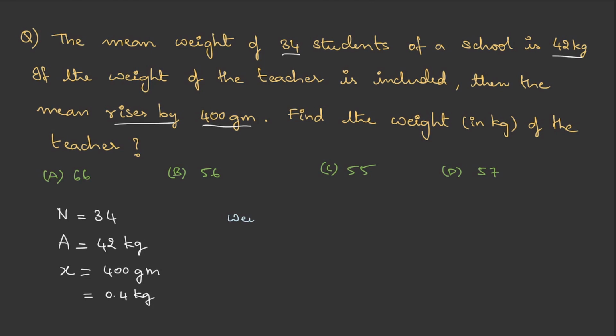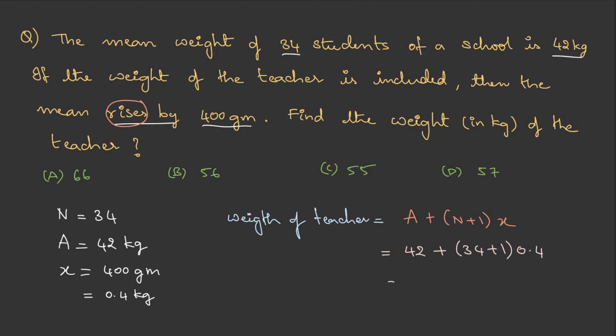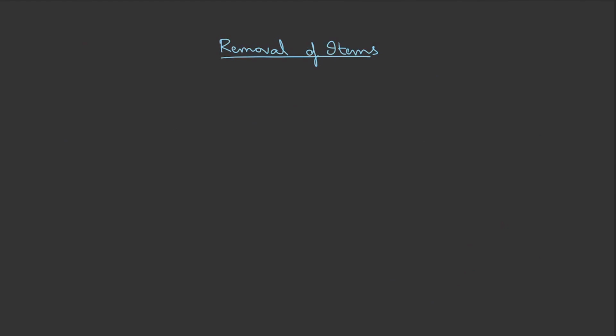So here the weight of the teacher is, we can use the formula a plus or minus. Now here we will be taking plus, because the value has been increased, then (n plus 1) into x. Now when we substitute the values, this is 42 plus (34 plus 1) into 0.4. This is 42 plus 14, and that is 56 kg. Therefore, option B.